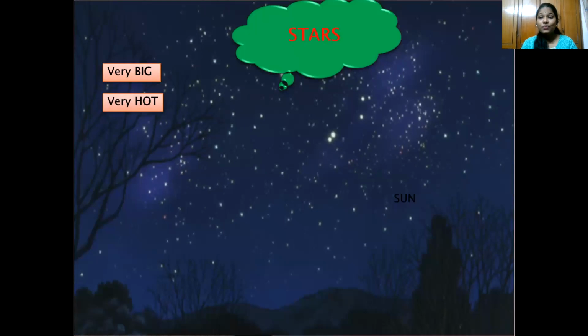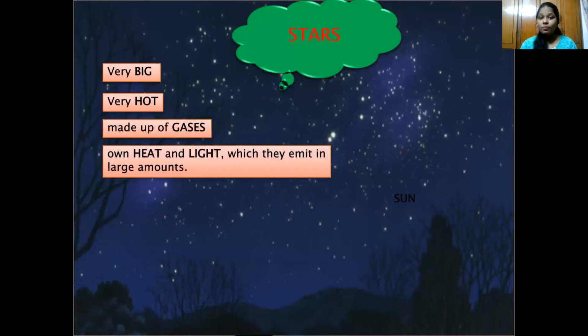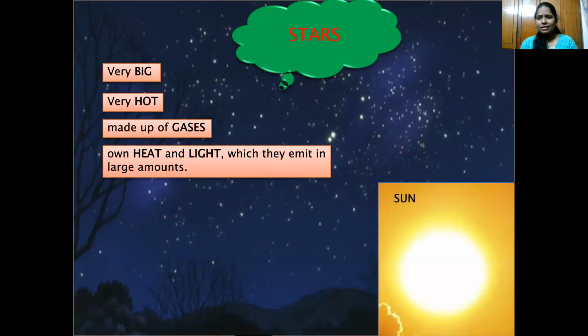And the star is very hot because it has its own light. It is made of its own heat. It has the light, the heat, and it is also made up of different gases, right? So now tell me, give me an example of a star. Is the sun a star? Like the sun, we are not able to see the sun at night. So how can it be a star?